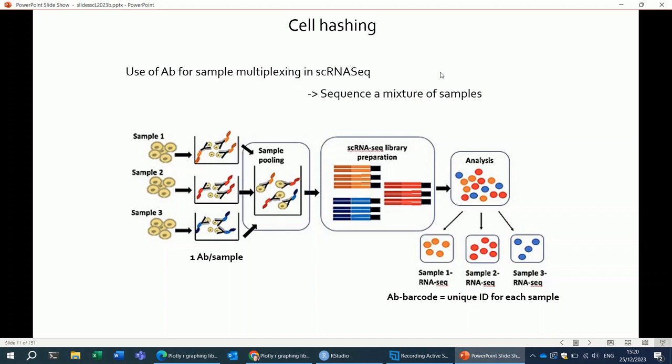So these are not the only two variations on the protocol. There are also protocols available for specifically measuring T-cell receptor and B-cell receptor information, accessibility of DNA, and so on. But we will not talk about these now. There is more information available on the e-learning system for this.